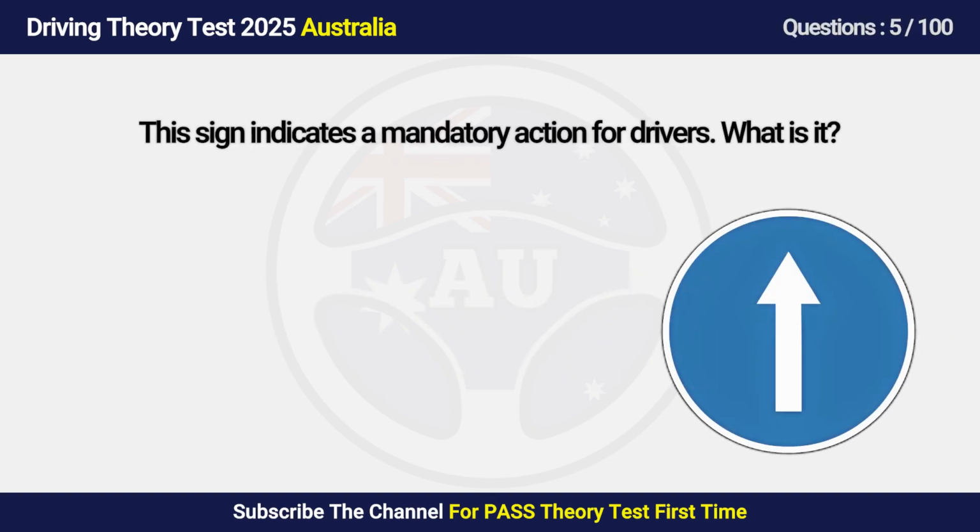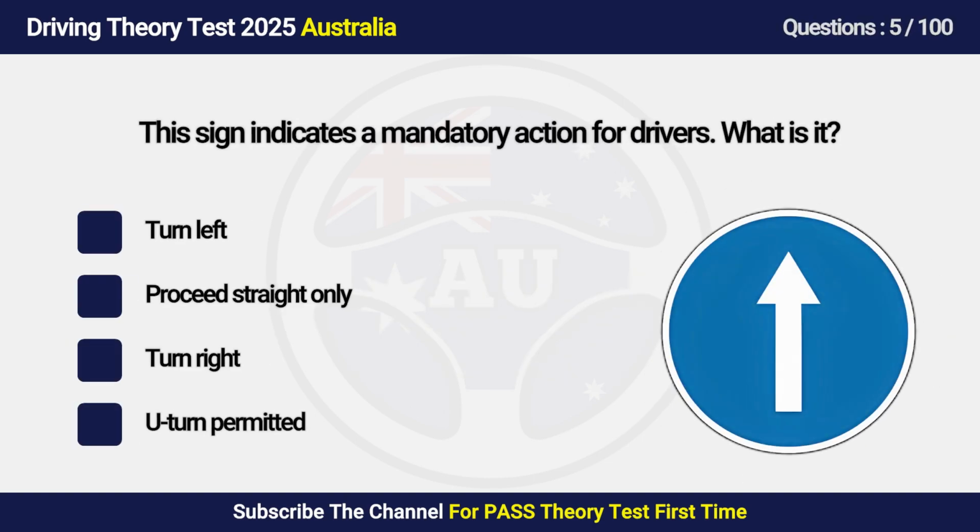Question 5. This sign indicates a mandatory action for drivers. What is it? A. Turn left. B. Proceed straight only. C. Turn right. D. U-turn permitted.